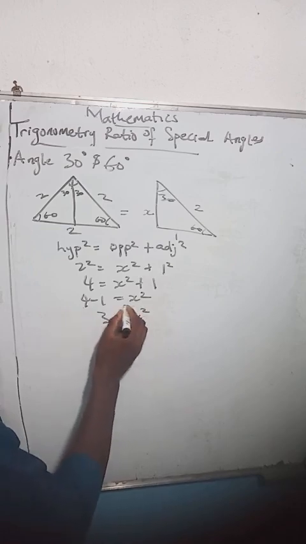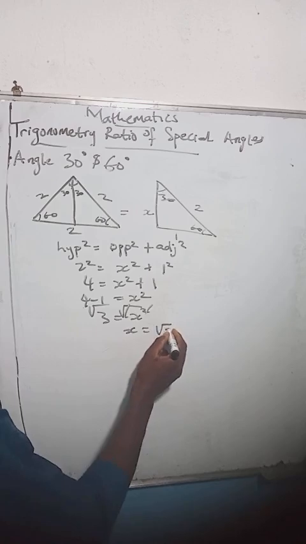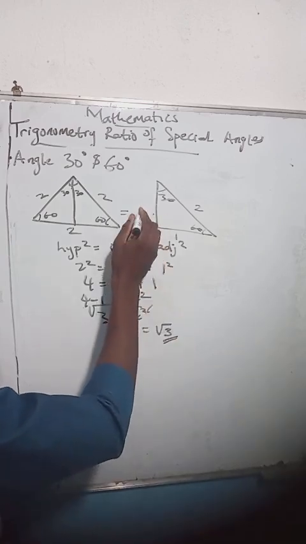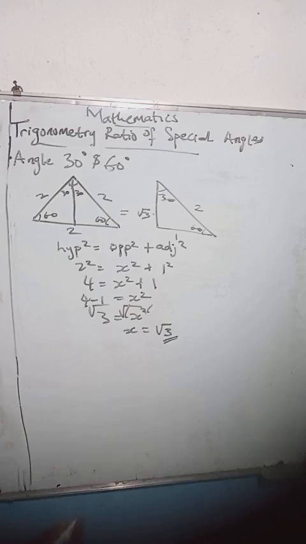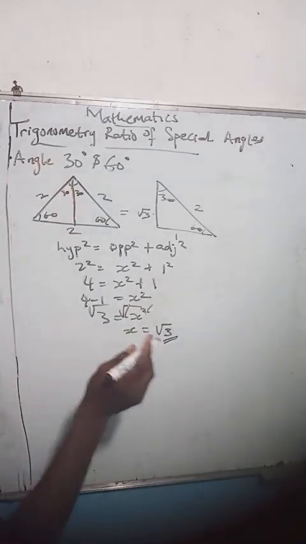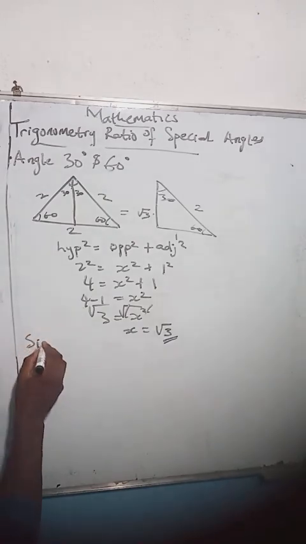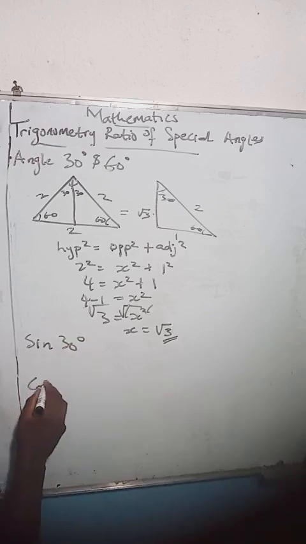To get x, we square root both sides, having our x to be root 3. Therefore, our x here will be changed to root 3. Thus, for us to get the various trigonometry ratios, we have here sine 30. We have here cos 30, tan 30.